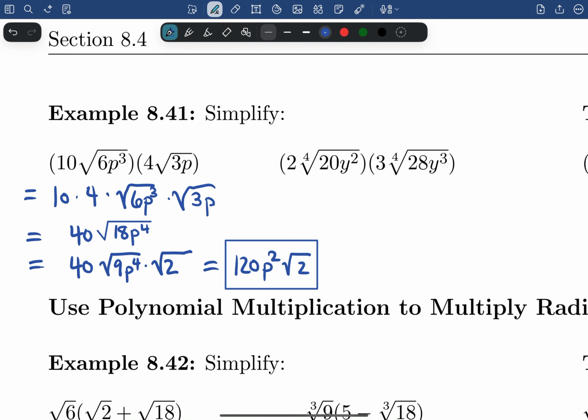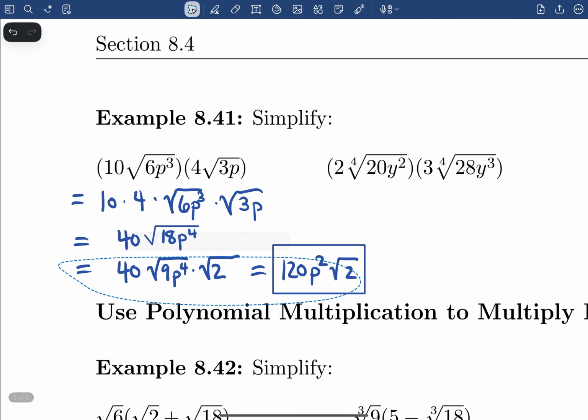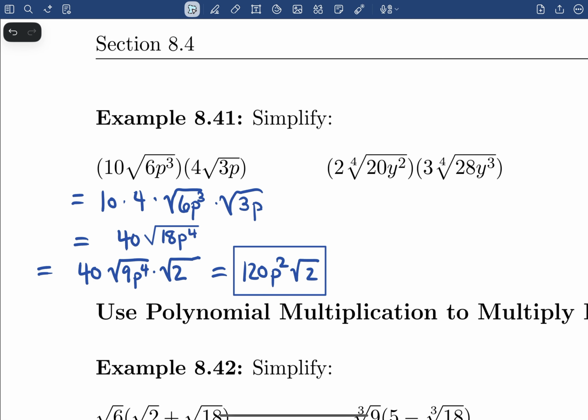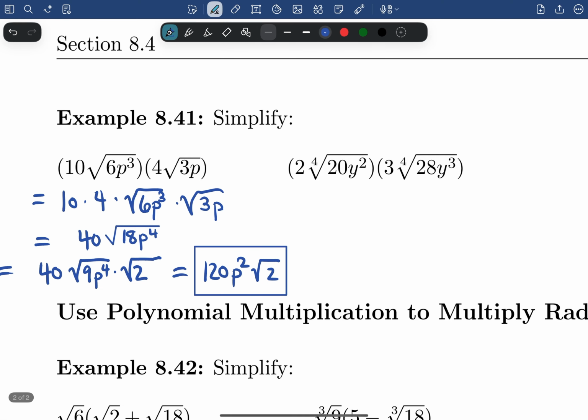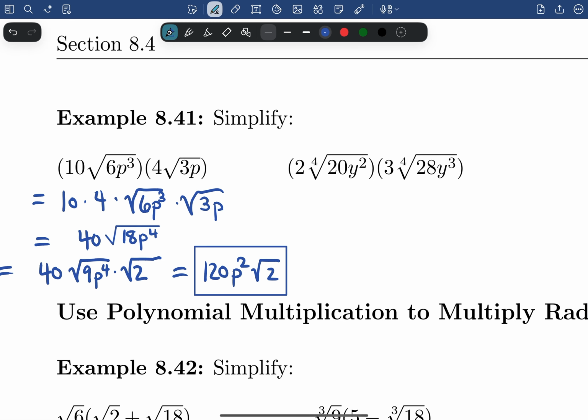All right. Well, let's try one more like this. And I'll move this just a little bit out of the way. Great. So when I see 2 times the 4th root of 20y squared times 3 times the 4th root of 28y cubed, I will immediately reorganize. So I'm going to multiply 2 times 3 times the 4th root of 20y squared times the 4th root of 28y cubed.